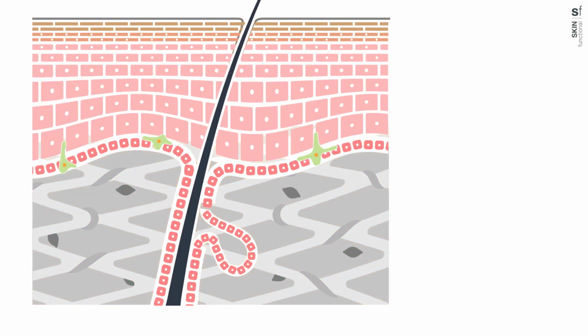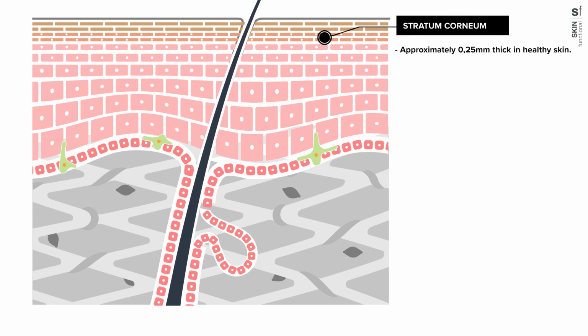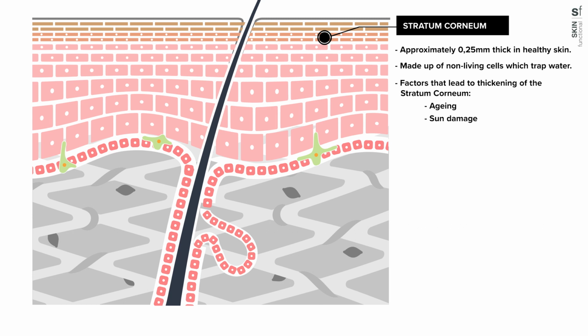The epidermis is the outermost layer of the skin. This layer consists of the stratum corneum, which is approximately 0.25 millimeters thick in healthy skin. This layer is made up of non-living cells which trap water. There are a few factors that lead to the thickening of the stratum corneum, such as aging, sun damage, and dry skin. An over-thickening of the stratum corneum can lead to a dull, uneven skin tone.